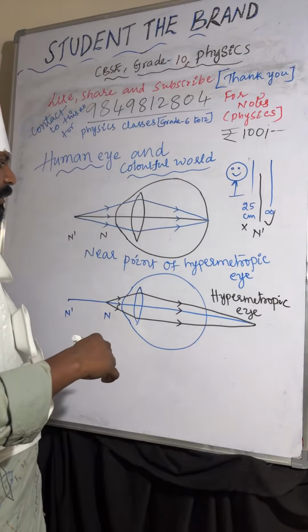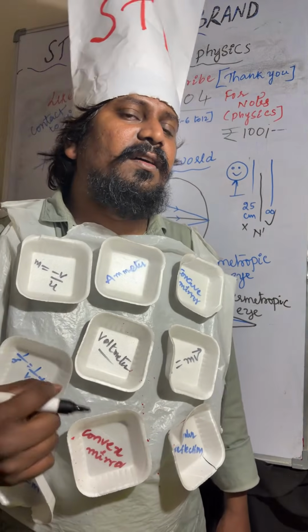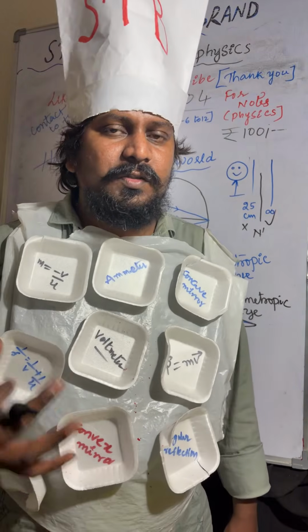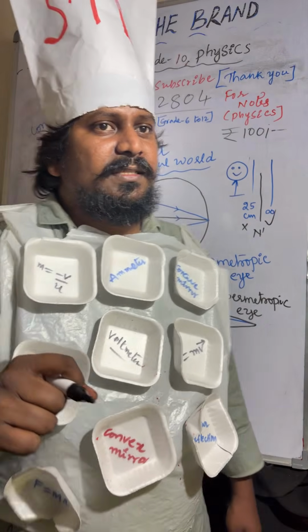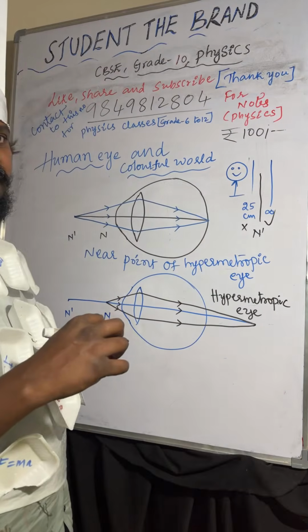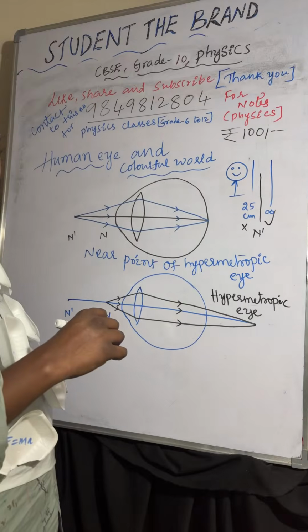Like this. Which lens will we use to correct the defect of hypermetropia? Convex lens. Just we will draw the diagram.